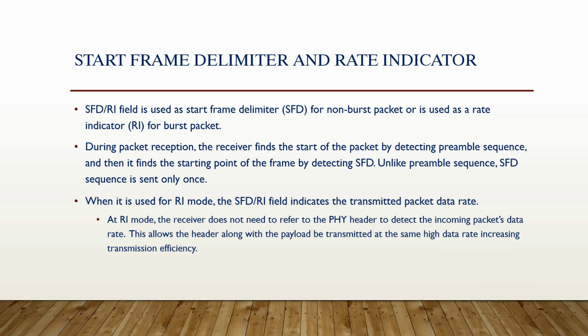When it is used for RI mode, the SFTRI field indicates the transmitted packet data rate. In RI mode, the receiver does not need to refer to the physical layer header to detect the incoming packet's data rate. This allows the header along with the payload to be transmitted at the same high data rate, increasing transmission efficiency.